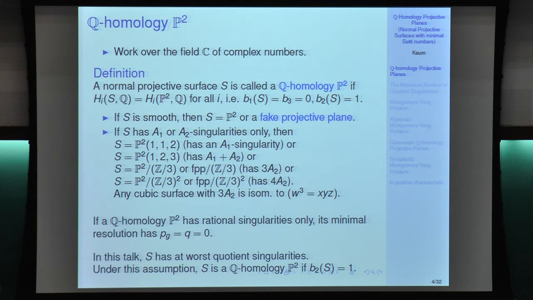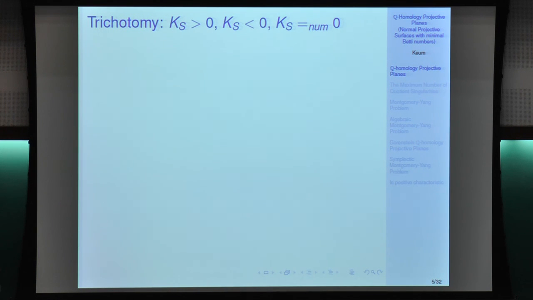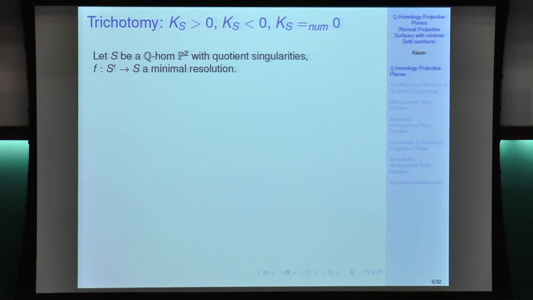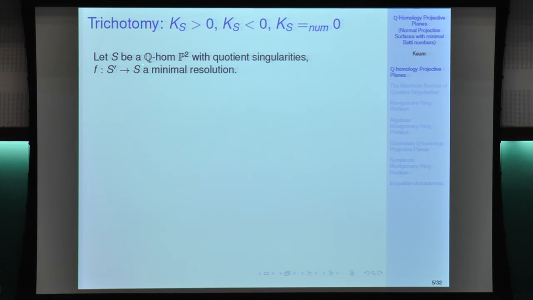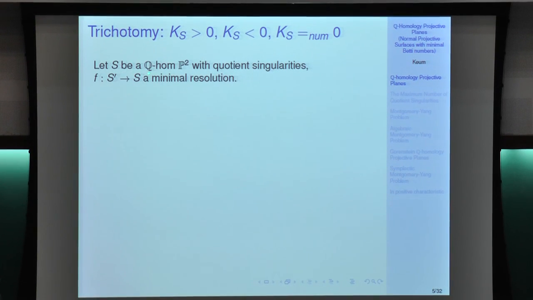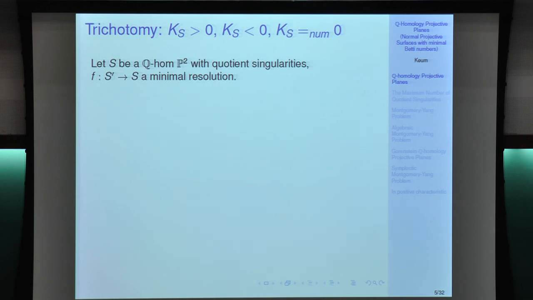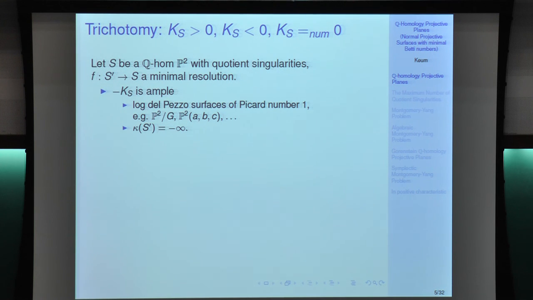Okay, so now here the second Betti number is 1. So the Picard group has rank 1. The Picard number is equal to 1. So we have a trichotomy here. The canonical class is ample, or the canonical class is negative ample, or the canonical class is numerically trivial. So let S be such a Q-homology P2 with quotient singularities, and S prime be a minimal resolution.